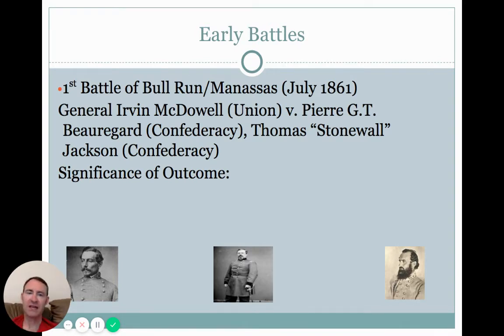Was it a loss? Was it a gain? The big thing, guys, that stands out to me that really is important is, first of all, Lincoln is going to learn the hard way that finding good battle leadership is not going to be something that he has a lot of success with early in this conflict. Okay. That's the first thing.